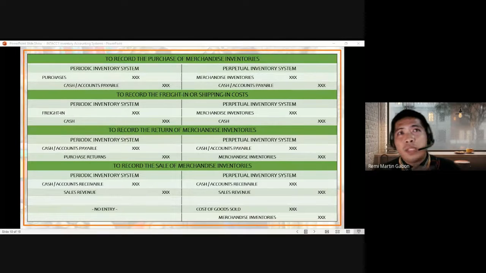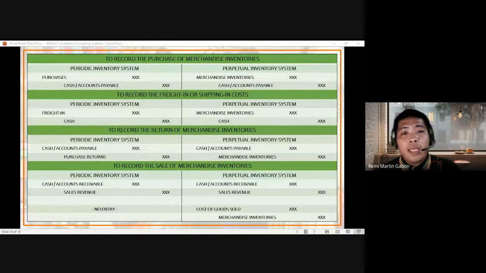Diba? Kumbaga dun sa adjusting entries nyo, nagiging expense ang prepaid, ang isang prepayment kung naglalapse ng time or na nagagasto na ang savings. Prepayments are savings. For inventories naman, nagiging expense yung inventory which is the asset when sold. Kaya nga pag pumapasok siya sa cost of goods sold account.